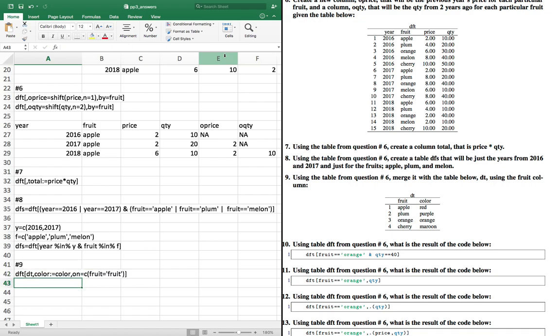There we go. All right, and now we'll get all the colors from here and match them up here. Now, very important point. Just like in a VLOOKUP for Excel, we have colors for apple, plum, orange, and cherry. We do not have a color for melon. So what does that mean? That's just going to be NA. There's not going to be an error. It's still going to do the work. It's just going to be NA. That's it. All right, moving on to number 10.